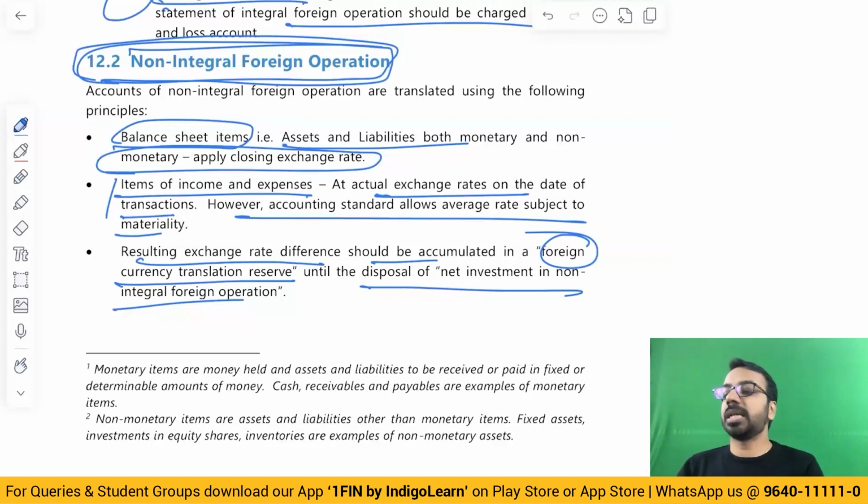If you are comparing cost and NRV, do we compare in the foreign currency? First, you'll compare in foreign currency and then you'll bring it to NRV. See, it is being done by the branch. And that value of inventory is in that particular currency.